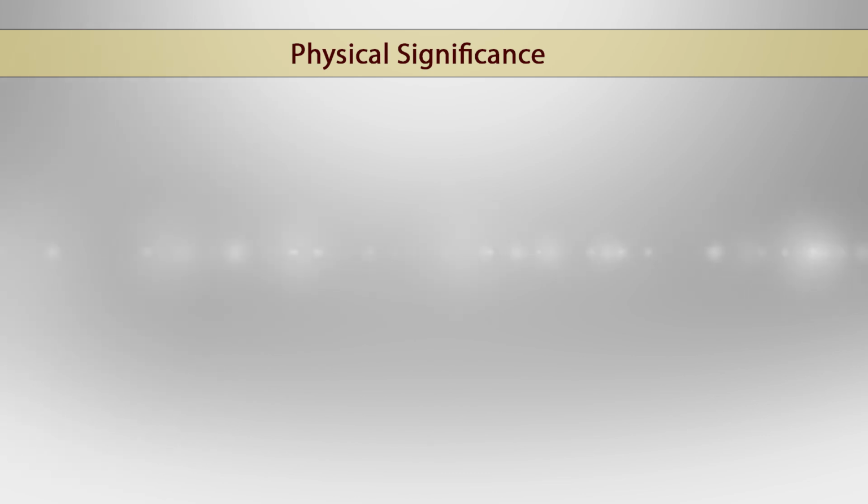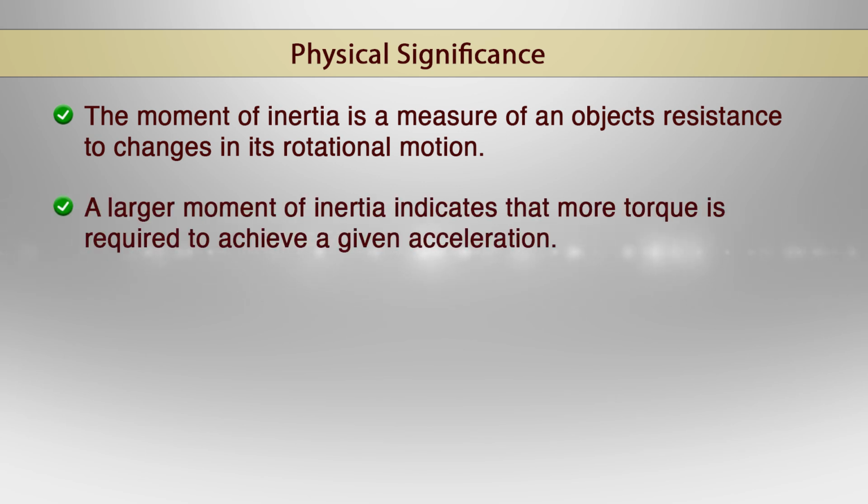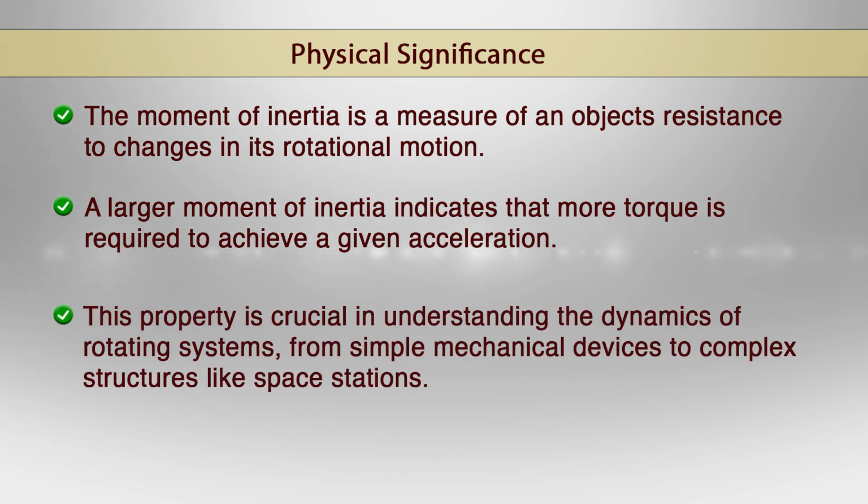Now, coming to the physical significance of moment of inertia. The moment of inertia is a measure of an object's resistance to change in its rotational motion. A larger moment of inertia indicates that more torque is required to achieve a given acceleration. This property is crucial in understanding the dynamics of rotating systems, from simple mechanical devices to complex structures like space stations.